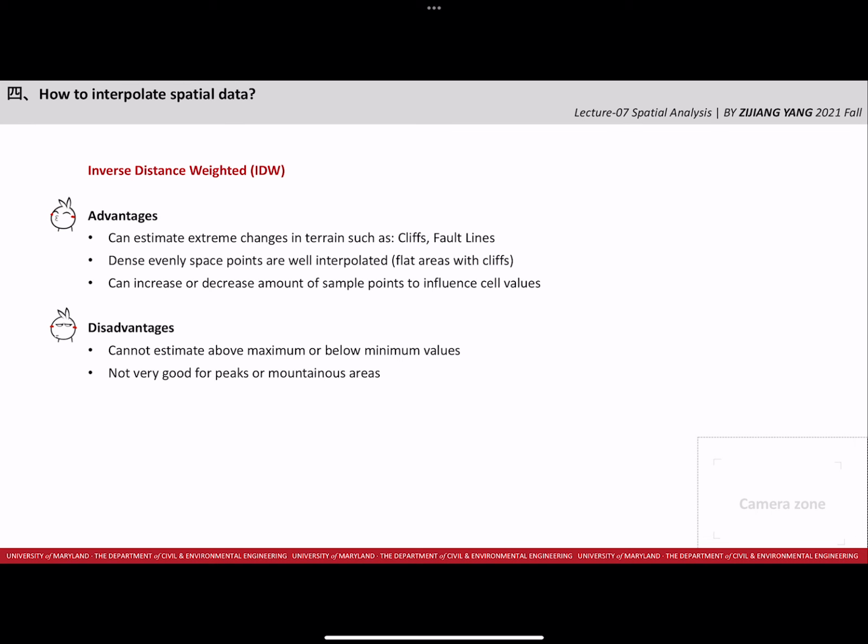That's a good question. So this method also has some advantages and disadvantages. It can estimate extreme changes, and if we have dense and evenly spaced points, it will provide very good results. It can also increase or decrease the number of sample points to adjust the cell values. For example, if this map is very large and we are interested in one area, we can just select the points near it, because the weights of the far away points approach 0. So it can decrease the intensity of computation.